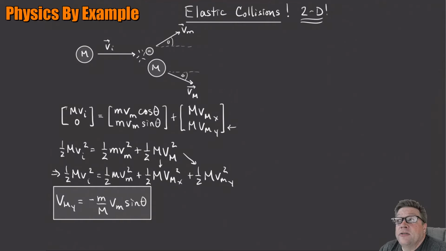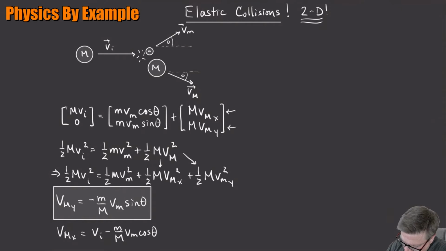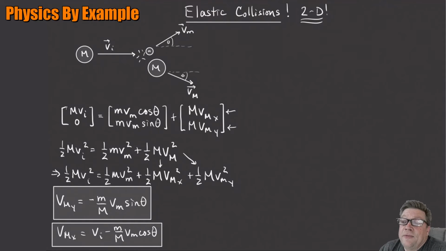That's one thing we know. And another thing we know, I can solve for the x component in the top equation. If I solve for the x component, VMX, let's see what I get. I get VI, because the big M's cancel, minus little m over big M, VM cosine theta. Right now that doesn't necessarily tell us what those things are exactly, but I draw a careful box. I already know what VI is, and I know the masses. So all I need to do is figure out VM, and then I've got all three.